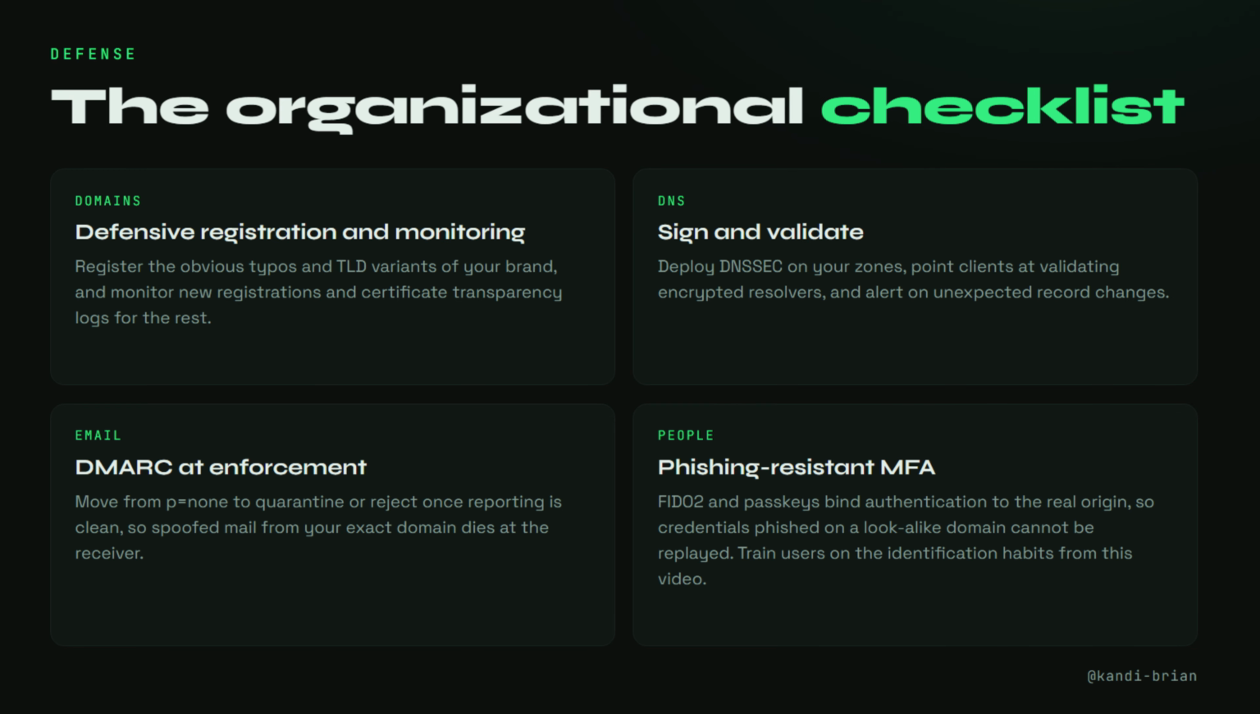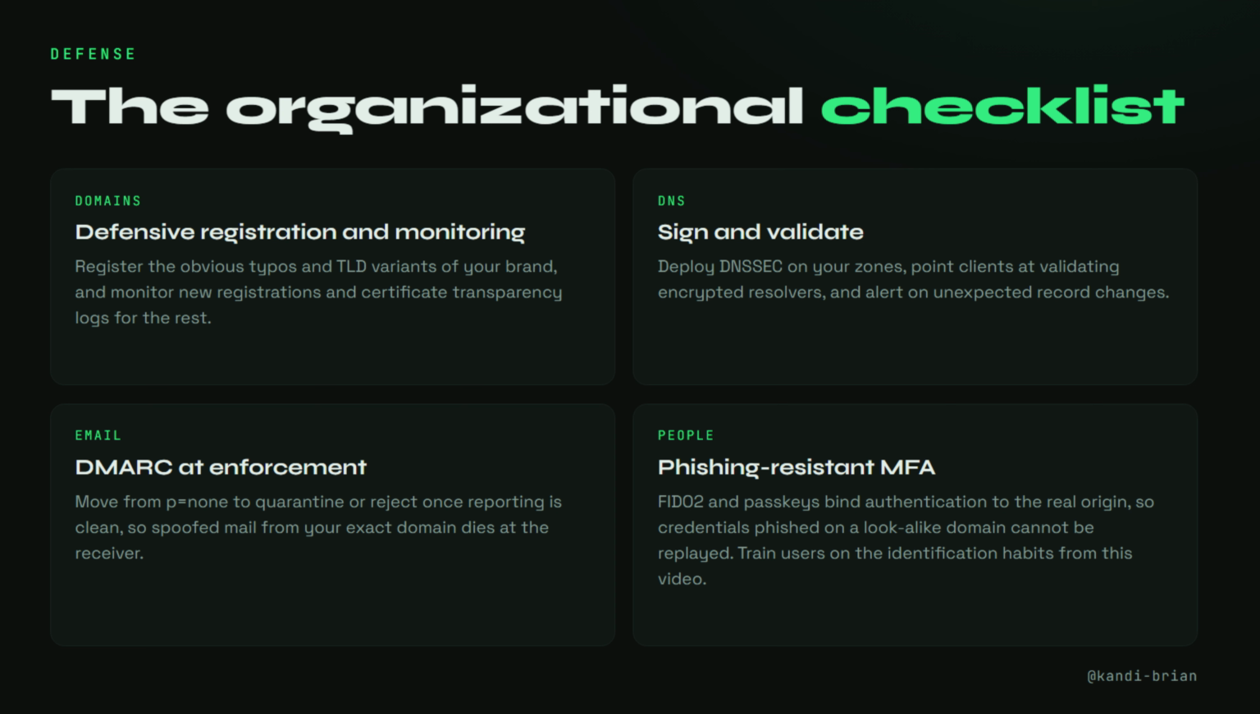Domains. Defensively register the obvious typos and TLD variants of your brand, and monitor for the rest. Both new domain registrations and certificate transparency logs, which reveal lookalike certificates the moment they're issued. DNS. Sign your zones with DNSSEC. Point your fleet at validating encrypted resolvers and alert on unexpected record changes.